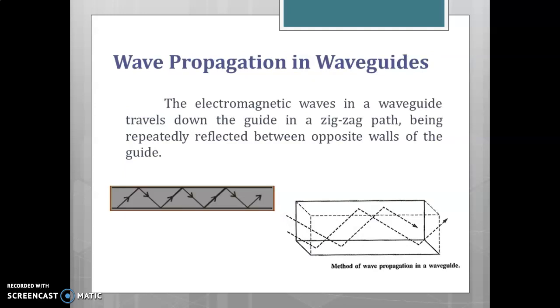Then moving to the propagation of waves in waveguides. When an electromagnetic wave is launched inside the waveguide, the electromagnetic wave travels down the waveguide in a zigzag path, repeatedly reflected between the walls of the waveguide. Actually, a total internal reflection takes place and the signal is guided through the walls in the waveguide.